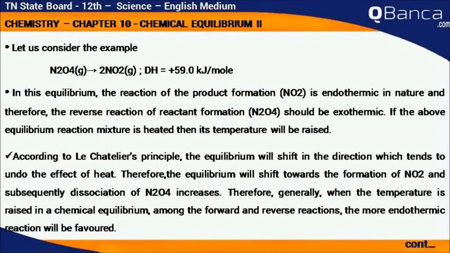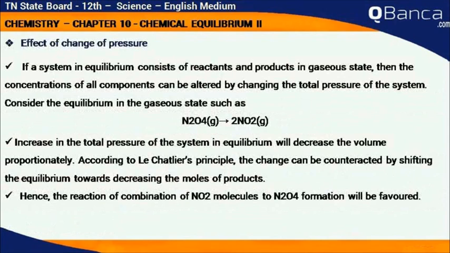Therefore, generally when the temperature is raised in a chemical equilibrium, among the forward and reverse reactions, the more endothermic reaction will be favored. Effect of change of pressure. If a system in equilibrium consists of reactants and products in gaseous state, then the concentration of all components can be altered by changing the total pressure of the system. Consider the equilibrium in the gaseous state, such as N2O4 gives 2NO2.